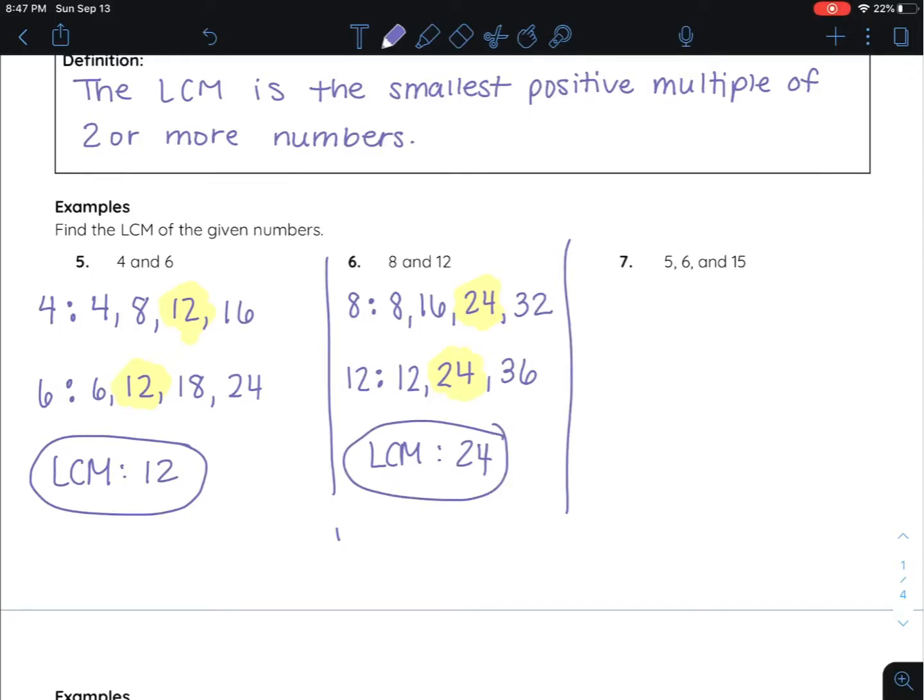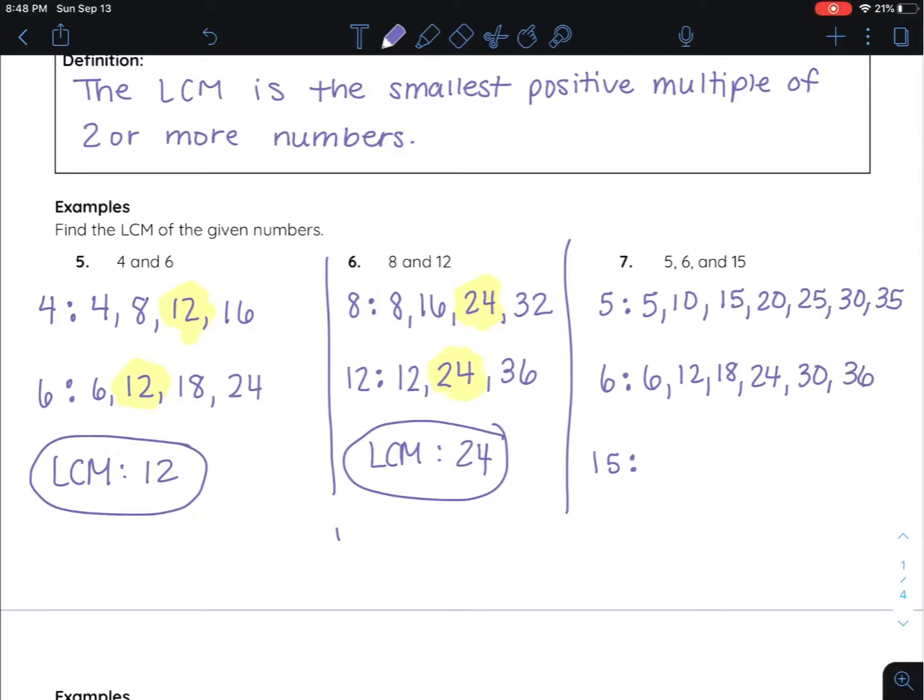All right, now here we've got 3 numbers. If we want to find the LCM, we have to find the smallest number that all 3 of these share. Chances are it's going to be a little bit higher because we have 3 numbers instead of just 2. So 5, 10, 15, 20, 25, 30, 35. All right, let's see if that's enough. 6, 12, 18, 24, 30, 36.